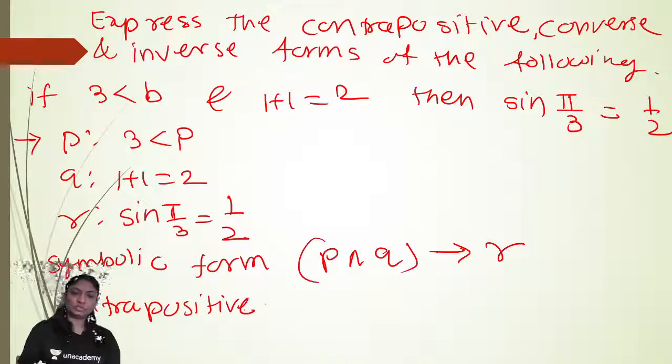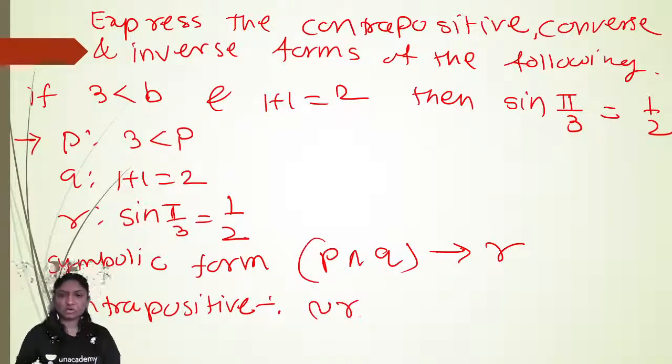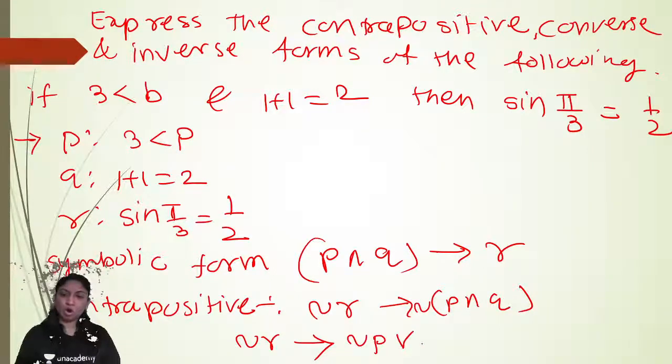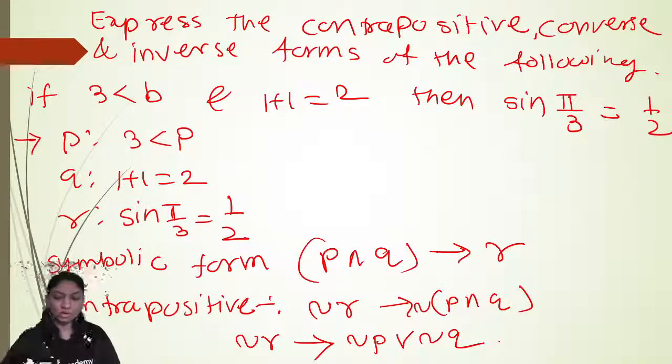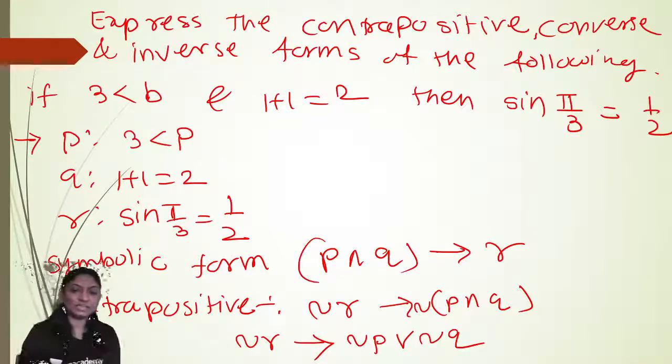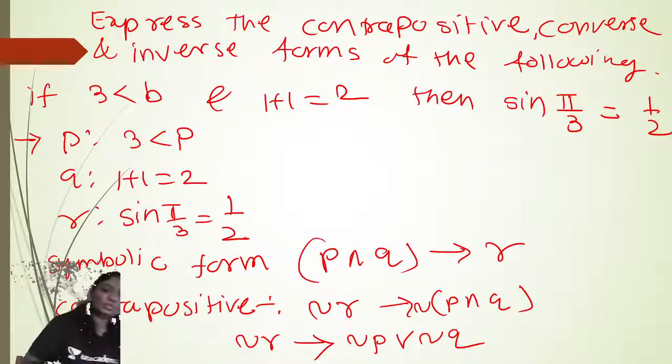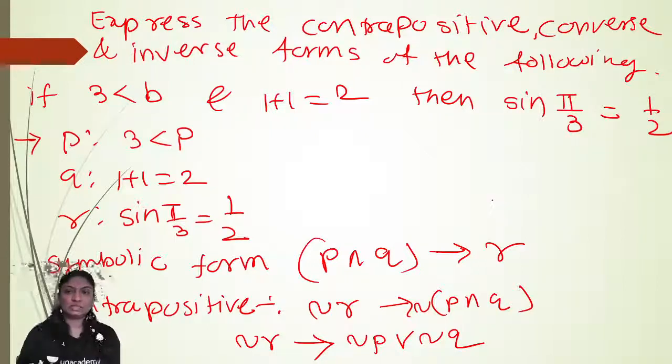Contrapositive. So you can write contrapositive: negation of R implies negation of (P and Q). Right? So negation of P and Q, it means what? Negation of R implies negation of P or negation of Q. This is your contrapositive. So we can write the statement here. The statement you can write: sin pi by 3 is not equal to 1 by 2. Okay, I'm writing here sin pi by 3 is not equal to 1 by 2.